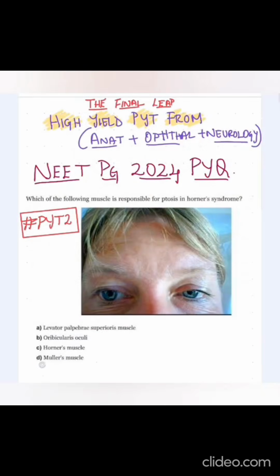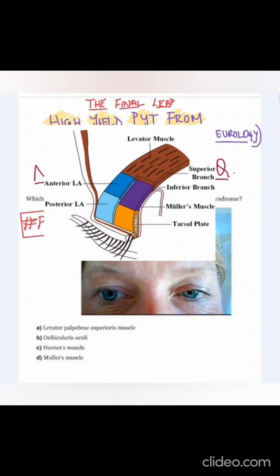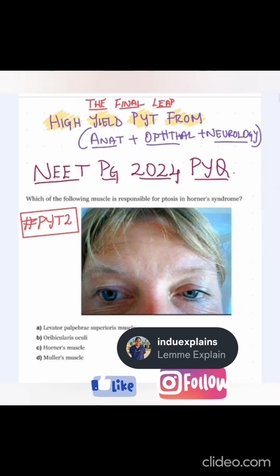So back to our question, the answer is Mueller's muscle. Levator palpebrae superioris causes complete ptosis due to paralysis of the oculomotor nerve. But whereas in Horner syndrome, we see partial ptosis due to paralysis of the Mueller's muscle.